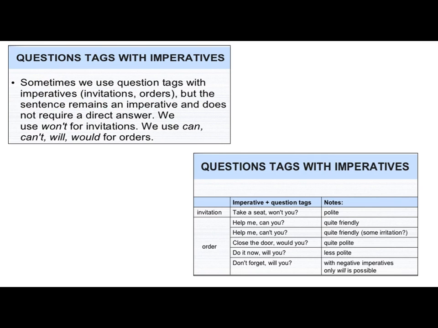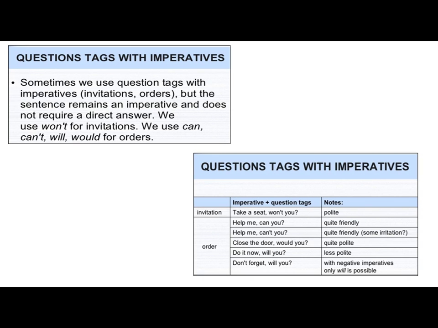Question tags with imperatives. Sometimes we use question tags with imperatives, invitations or orders, but the sentence remains an imperative and does not require a direct answer. We use won't for invitations, and we use can, can't, will, would for orders.